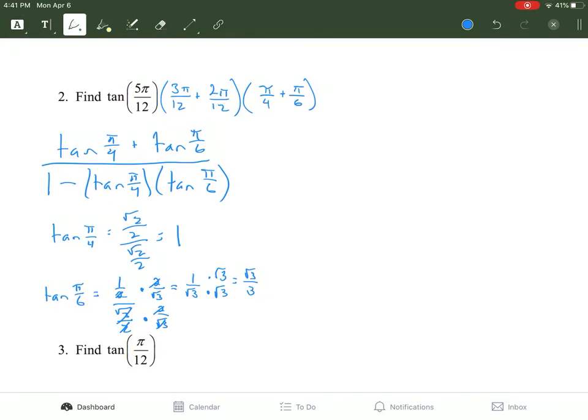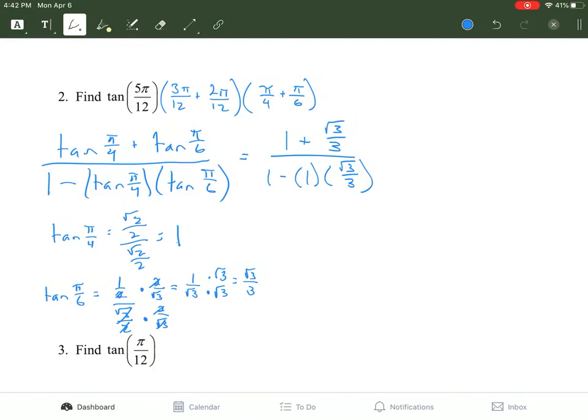So now we have our tangent of pi over 4 is 1, our tangent of pi over 6 is root 3 over 3. We're going to put those in our equation. So tangent of pi over 4 is 1, plus the square root of 3 over 3. And then on the bottom we have 1 minus 1 times the square root of 3 over 3.